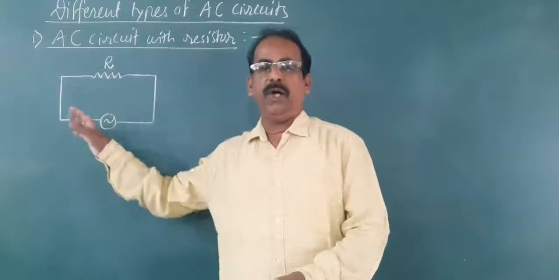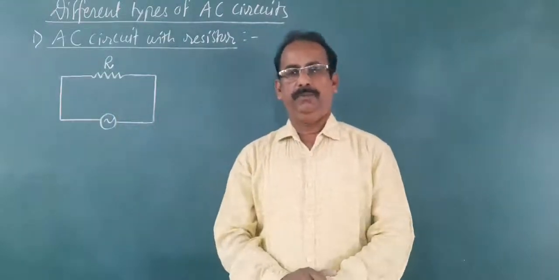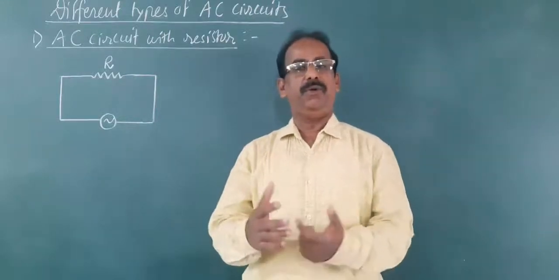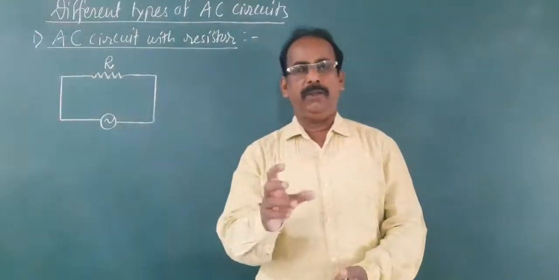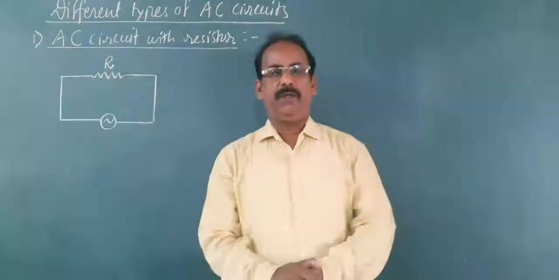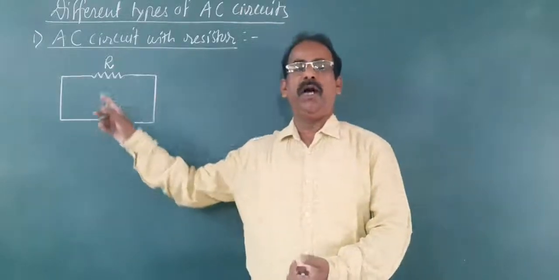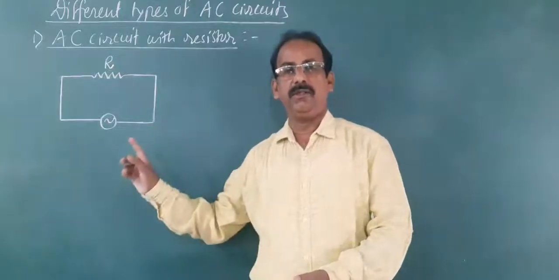The EMF that we are going to apply in this circuit is the alternating EMF. And therefore the current that we get due to this EMF is also alternating current. Alternating current has no specific direction. Therefore, don't show here direction of current in this circuit. This is AC circuit.